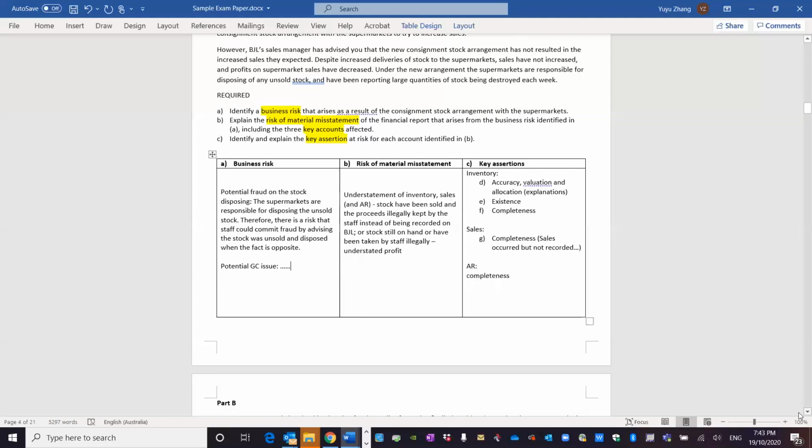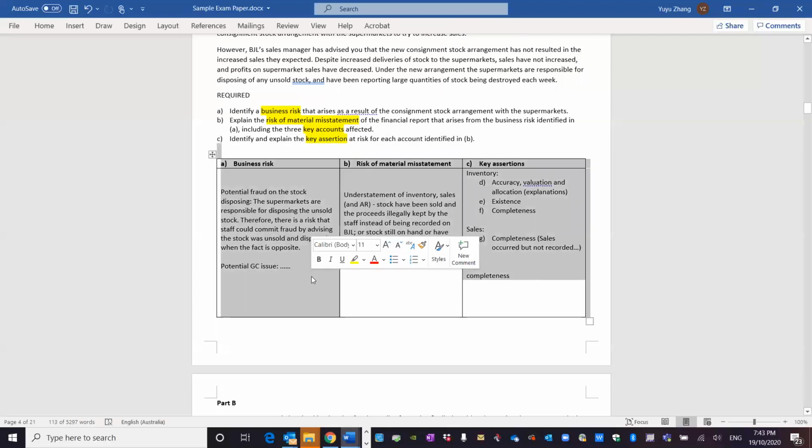So here in this question, what we want to emphasize is, please read the question carefully. Here you just need to provide one identified business risk. If you could identify more than one, pick the one that may be easy for you to write down the answer. Also explain the risk of material misstatement. You need to understand the difference between business risk and risk of material misstatement. And also here, don't forget, they also ask you key accounts, key assertion, etc. Right? Don't forget any key points in the question.